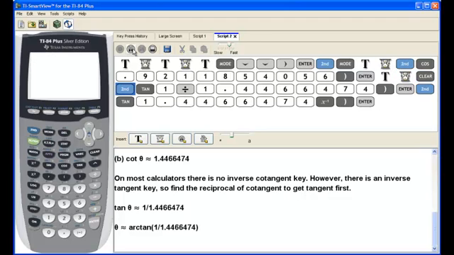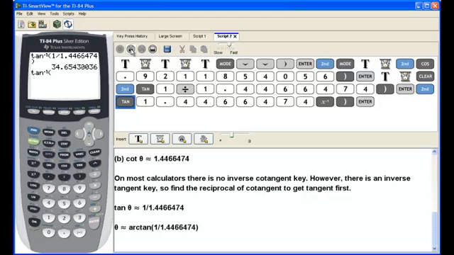First of all find the inverse tangent of, and then 1 divided by 1.4466474. You can see that the angle is about 34.7 degrees.